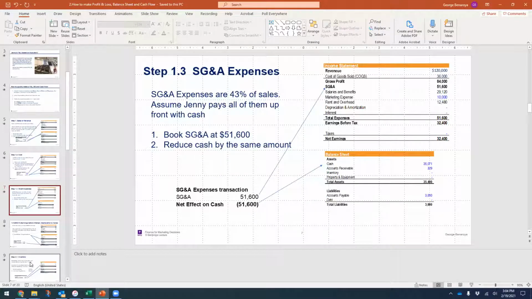The third step is about expenses, which we said were 43% of sales. So we will book expenses, or SG&A, for that amount. And we assume that she pays them in cash. So we will reduce the cash by that amount, SG&A and cash.